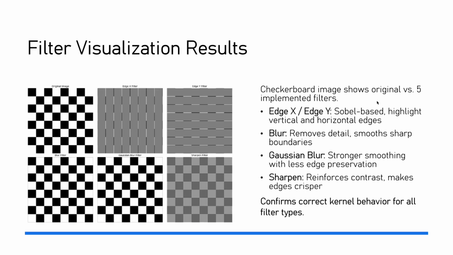This slide demonstrates the output of all implemented filters on a checkerboard test image. Edge detectors respond only to certain transitions, while blur and sharpening have a strong, distinct impact on image detail and contrast. The visual result matches theoretical filter effects, serving as a qualitative correctness check.